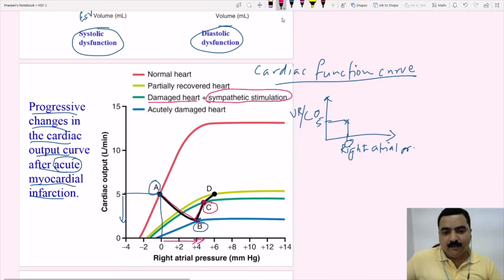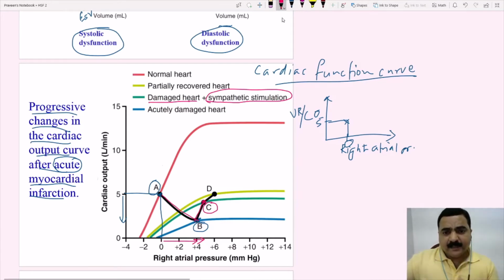Okay, in the C, what has happened? The right atrial pressure is further increased because of the venoconstriction and the vasoconstriction. The venous return is more, but the heart is not able to pump more. Okay, but it is trying to do that because of the sympathetic stimulation, and it has reached that value. Okay, so now what is the next compensation?